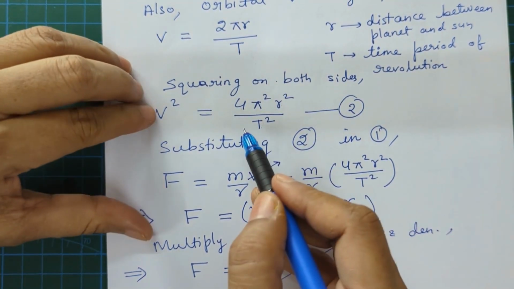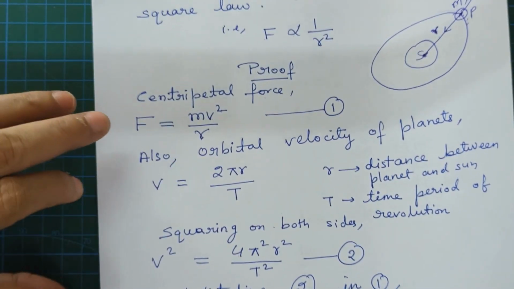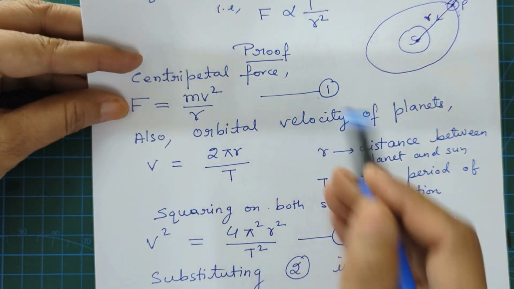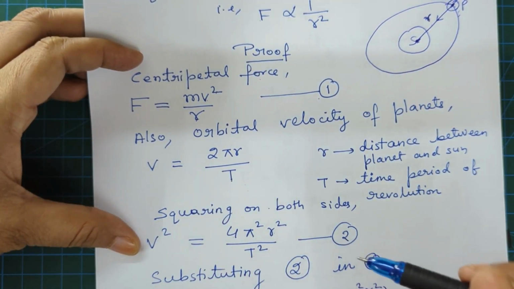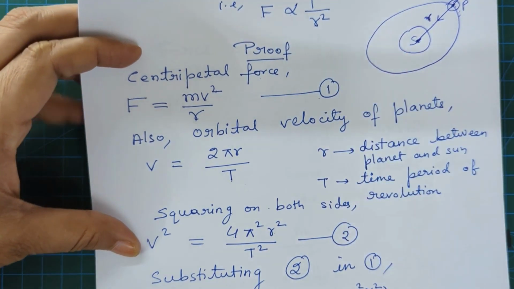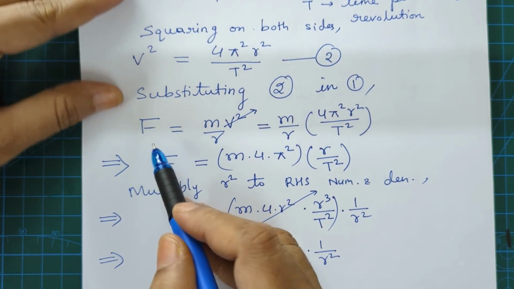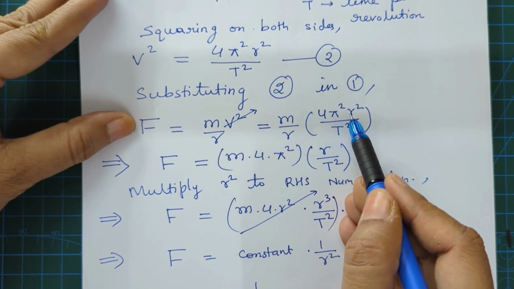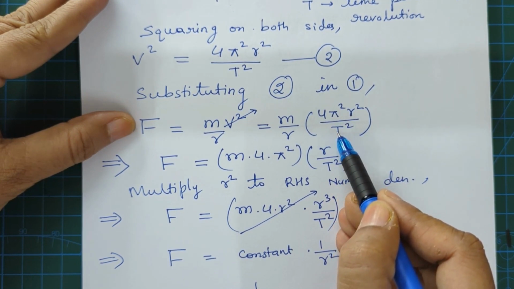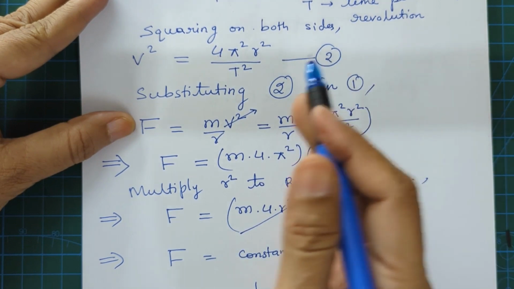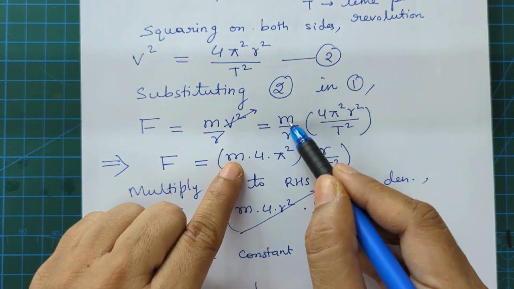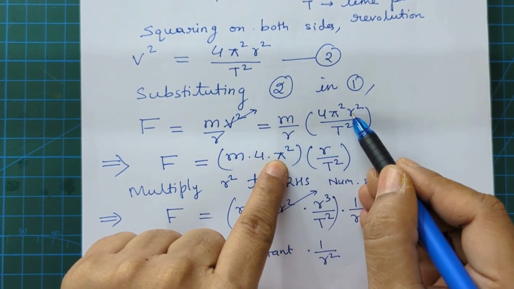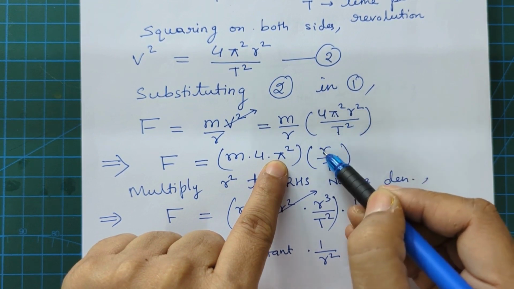And then this v square we will substitute in the centripetal force formula. So we have F is equal to mv square by r, equation 1, and v square as equation 2. We will substitute equation 2 in equation 1. When we substitute, we will get F is equal to mv square by r, but v square is 4 pi square r square by t square. Then from this we will take all the constants out, like m and 4 pi square. And this r and r square cancel, so we will have a single r in the numerator by t square.